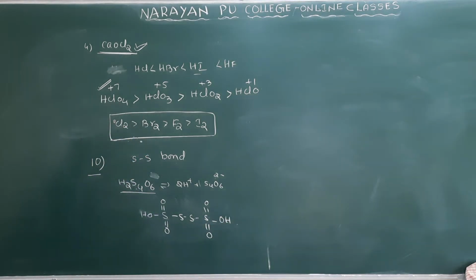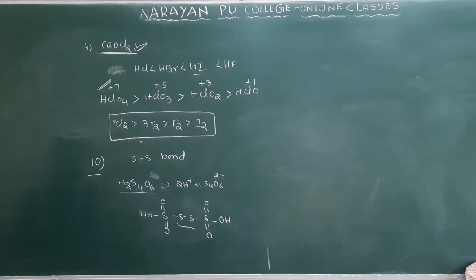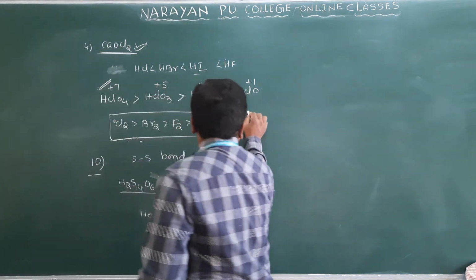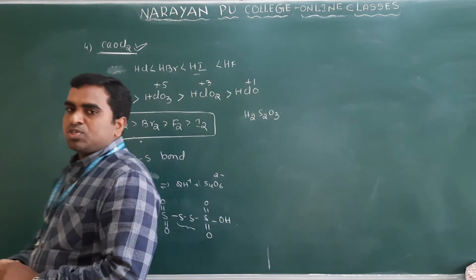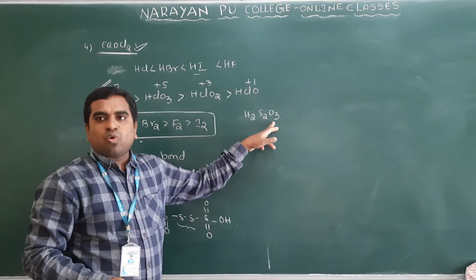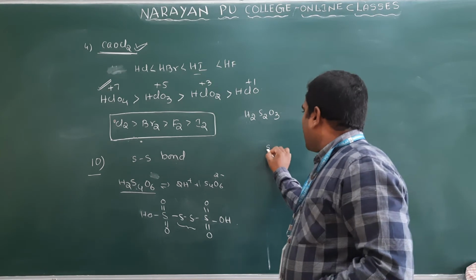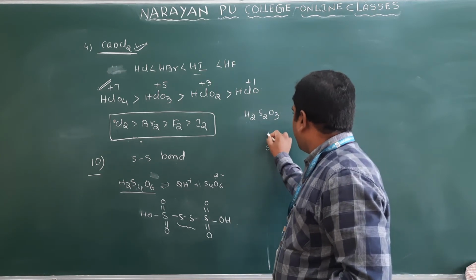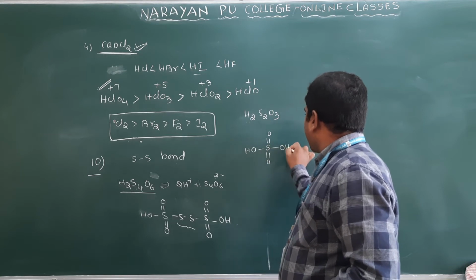So which bond is there here? SS bond is present or not? That is clear. In the same way, if you write here Na2 S2 O3, H2S2O3, H2SO4 is there, sulfuric acid and thiosulfuric acid. So what will it be? There will be a double bond. Oh, this is actually sulfuric acid. This is what it is, sulfuric acid.